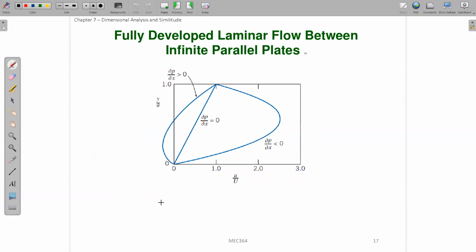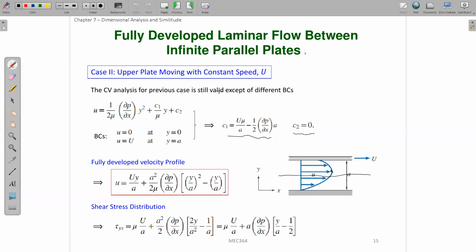Okay, so if your dp/dx is smaller than 0, this is what your velocity profile looks like. Your maximum point will be above the center line, and your dp/dx equal to 0. Because in these cases you do not need a pressure gradient to drive the flow to move, because you have a movement of the upper plate.